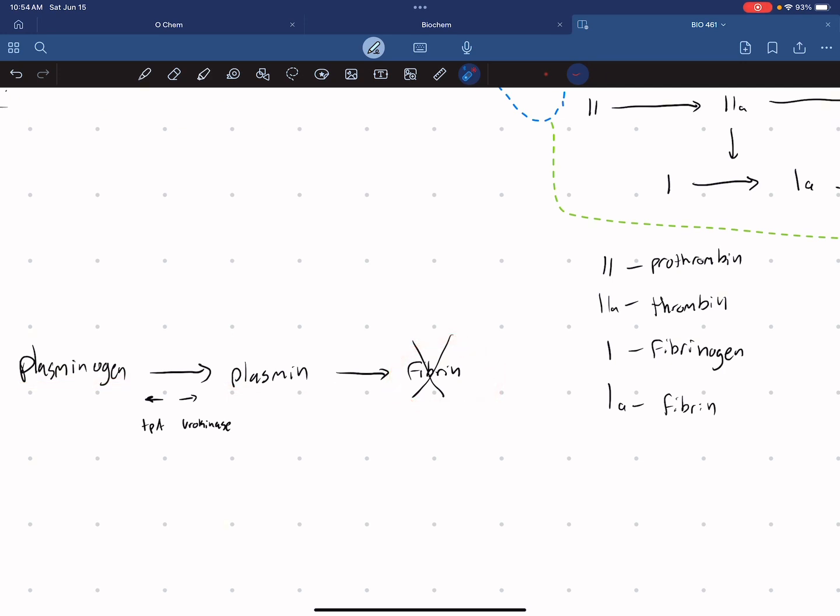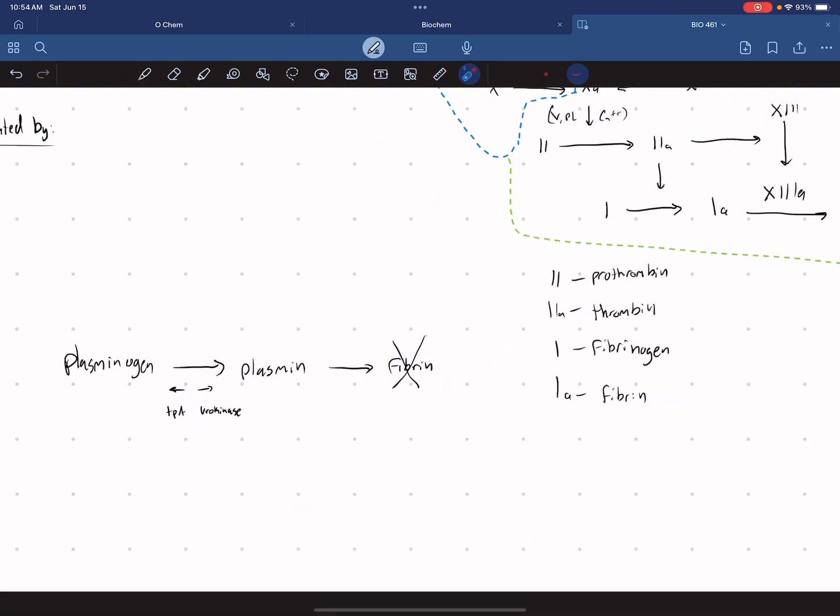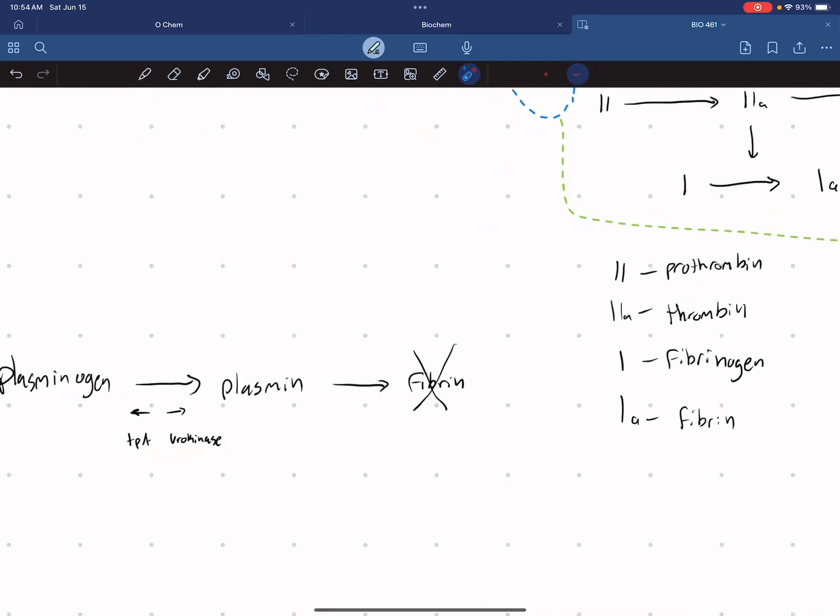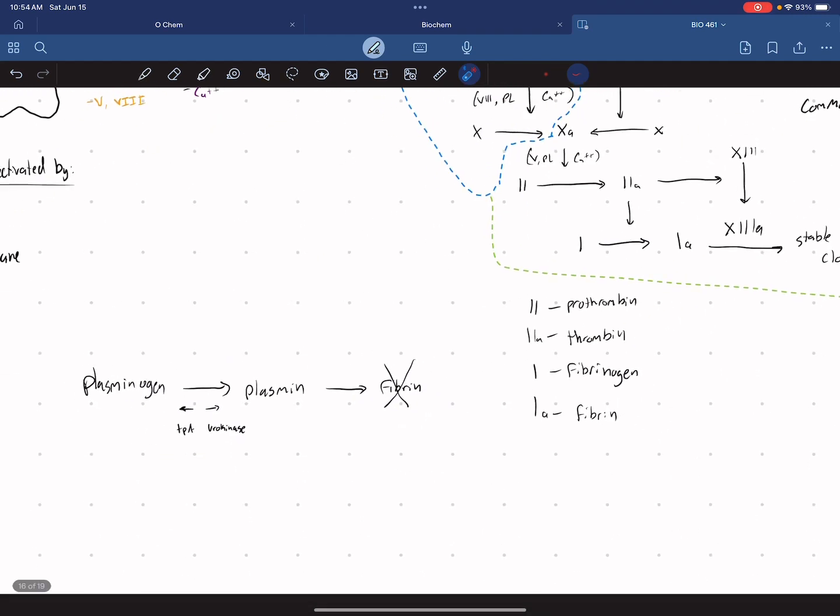To go the other direction, we have this enzyme TPA, which will cause our plasmin to go back to plasminogen, which is important for the formation of the clot itself.